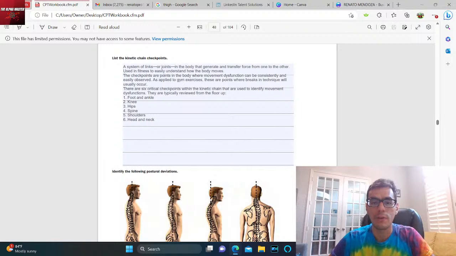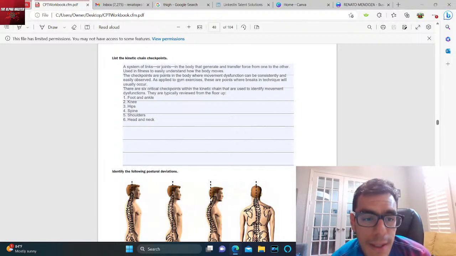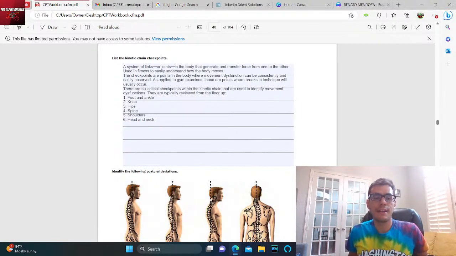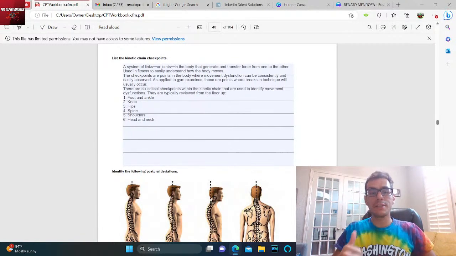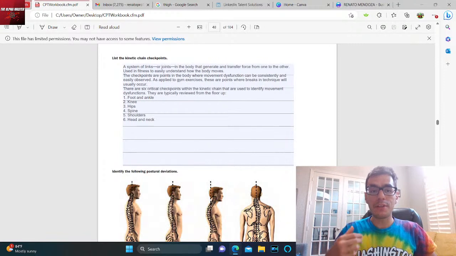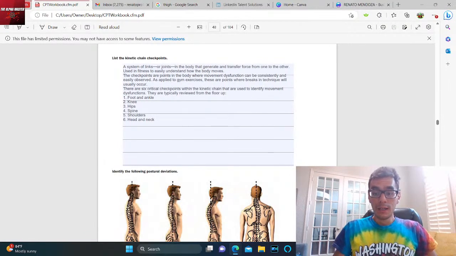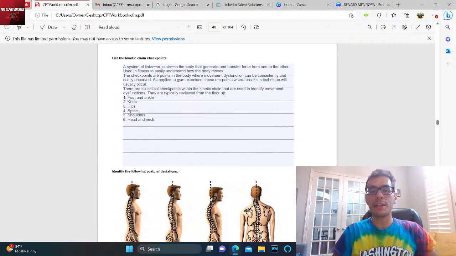They are typically reviewed from the floor up. Foot and ankle, the knee, the hips, the spine, the shoulders, and the head and the neck. So they're going to be the 6 kinetic chain checkpoints. It's going to be a system of links or joints in the body that generate and transfer force from one to the other.